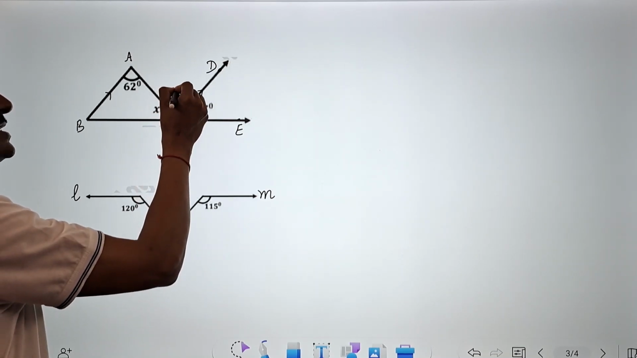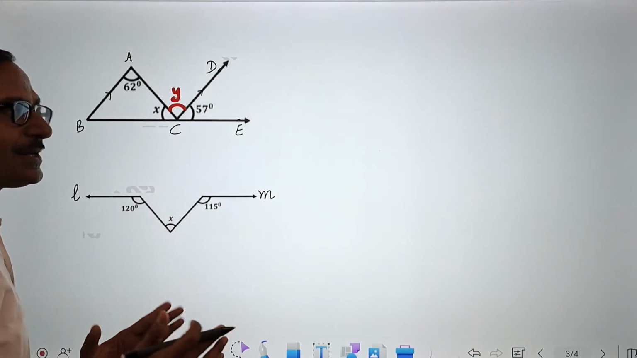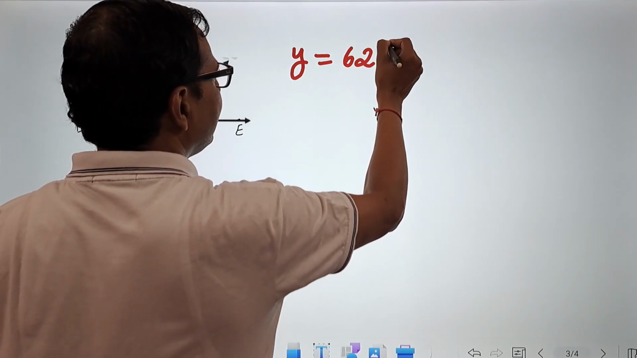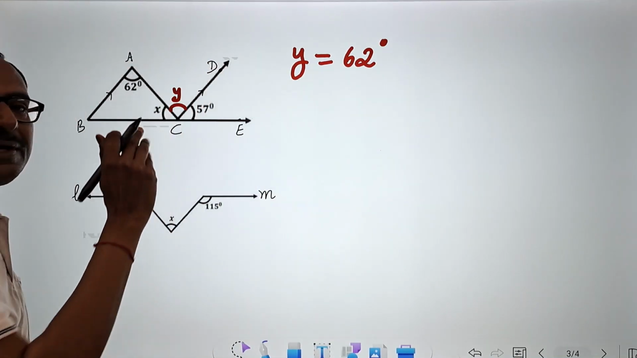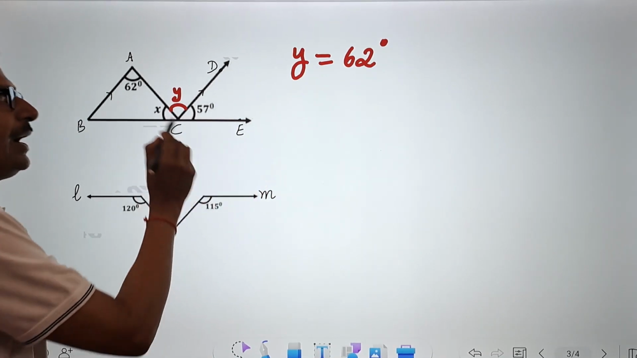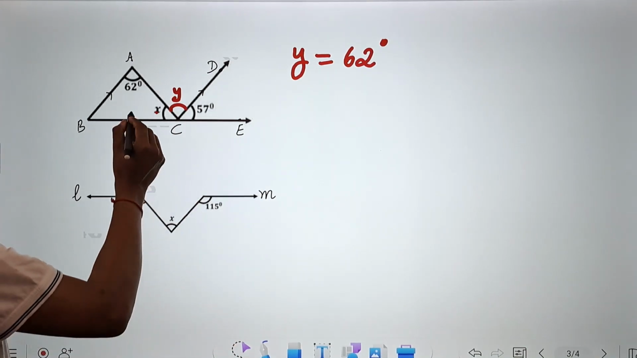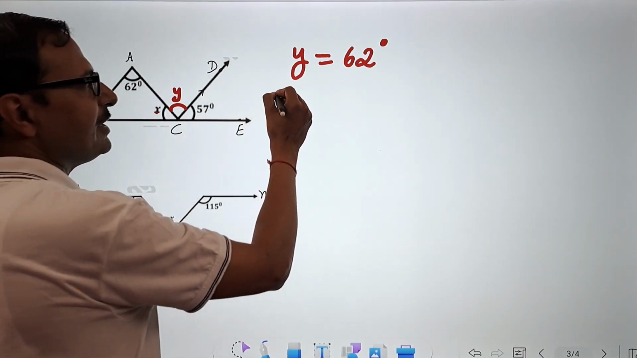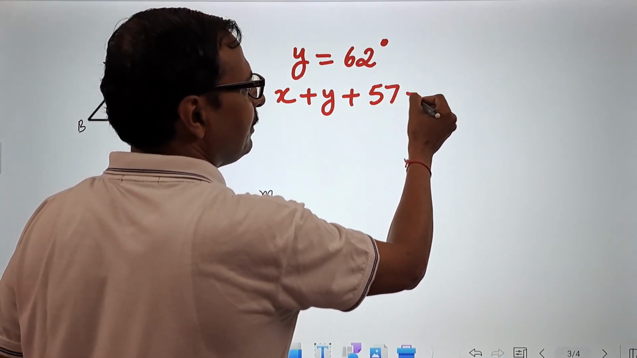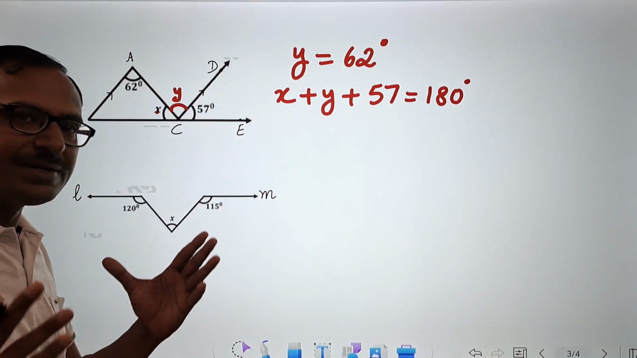So if you assume this as y, 62 and y are alternate interior angles. So y is going to be 62 degrees because alternate interior angles are always equal. Now how do you find x? We will use the straight line property. Angles on a straight line always add up to 180 degrees, and therefore x plus y plus 57 will be 180 degrees because they are angles on a straight line.